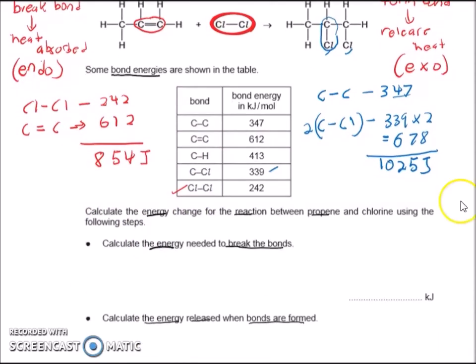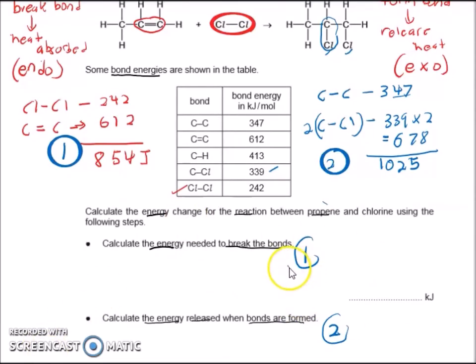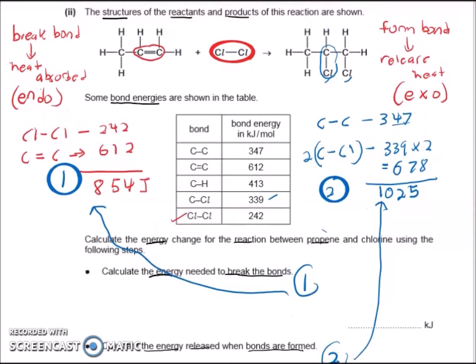Okay, so this is breaking the bonds. So here's number 1, and here's bonds are formed, number 2. This calculation is for number 1, and bonds are formed. This one is the calculation for number 2. Okay, so I hope you can understand this.